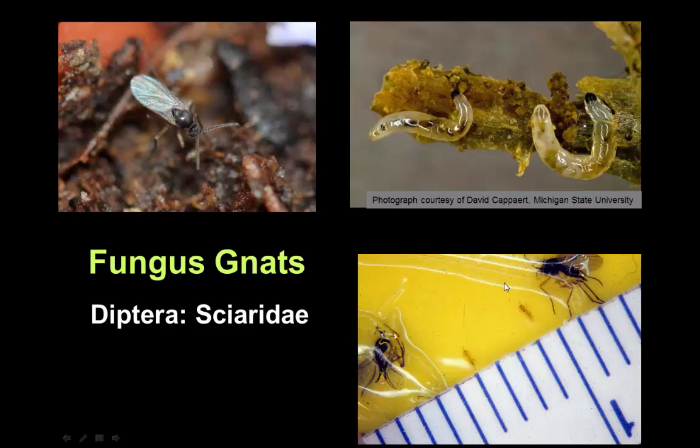Fungus gnats are extremely common insects that occur outdoors in a variety of environments where they feed on decaying plant matter and fungi. Normally they're not observed, but where they intersect with humans and draw attention to themselves is usually in indoor growing situations, in house plants or bedding plants being grown in a greenhouse.